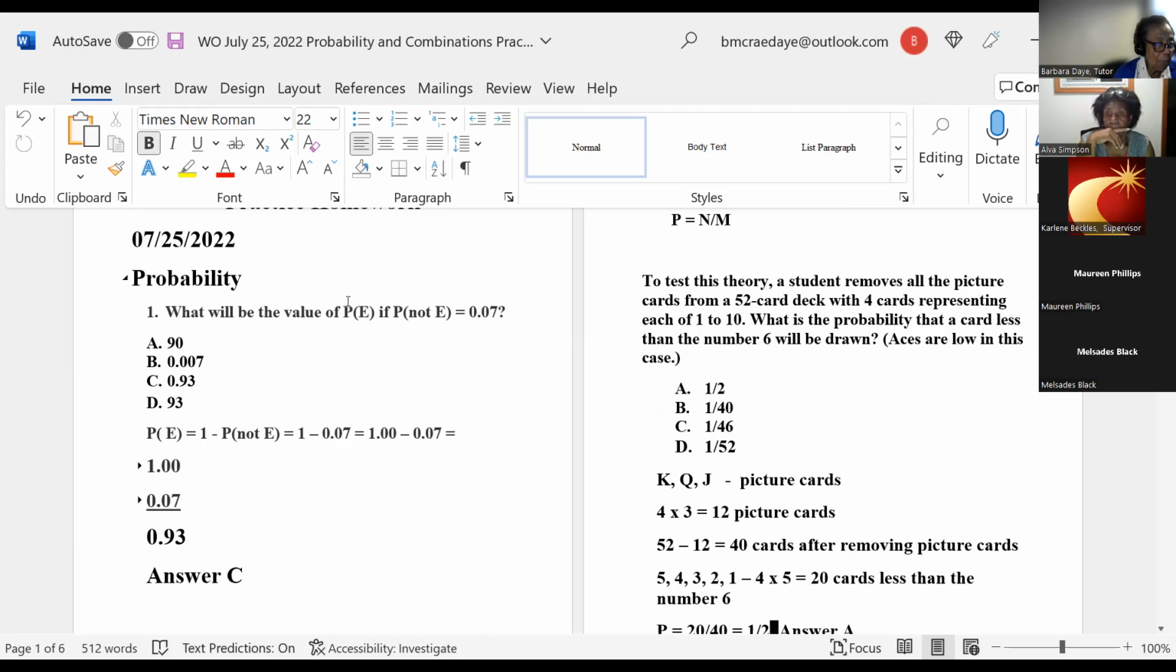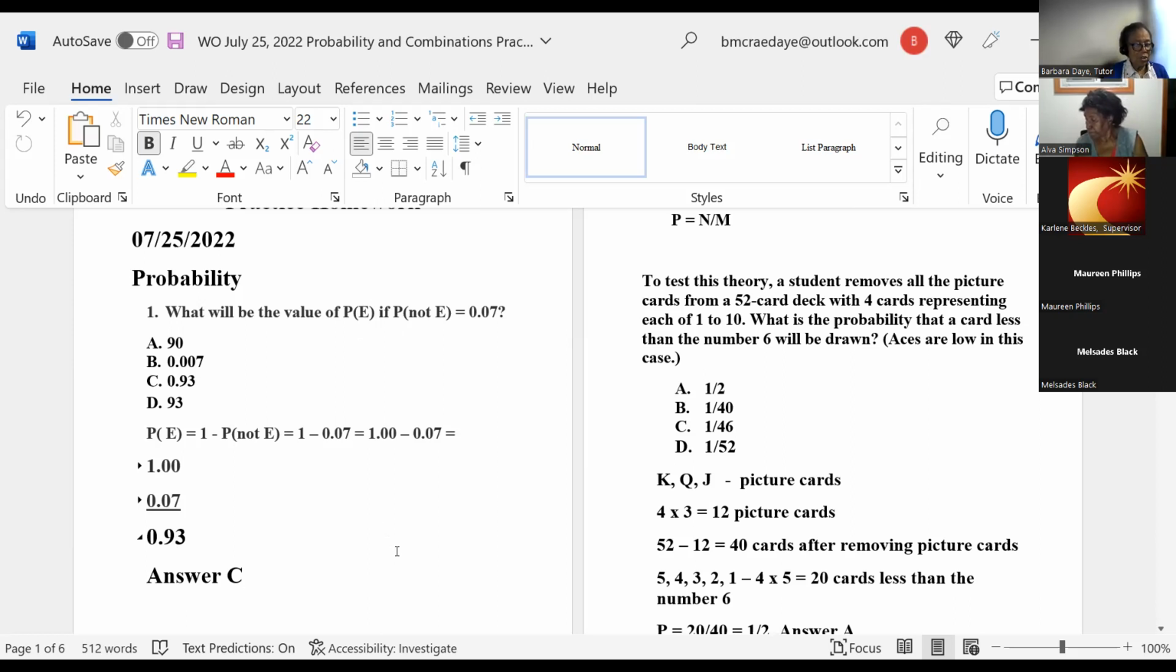What would be the value of probabilities E if probability of not E is 0.07? Okay, so probabilities add up to 1 or 100. So you just subtract the 0.07 from 1 and you get 0.93. So the probability of this being an E, if the not E is 0.07, is 0.93, or answer C.